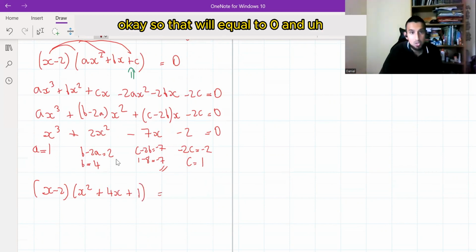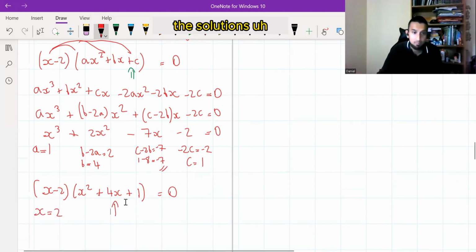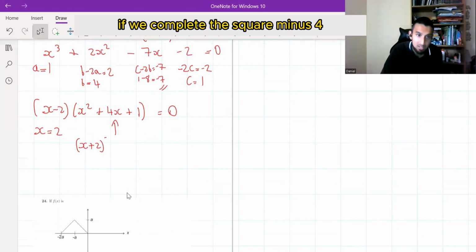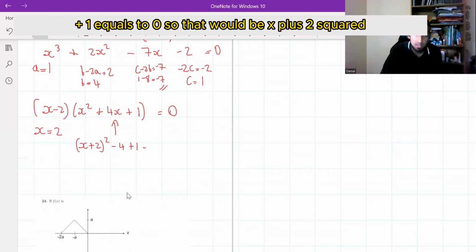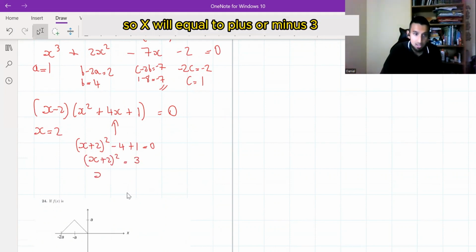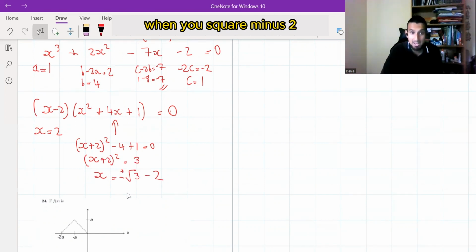So that will equal 0, and this one we can try to get the solutions. That will be x equals 2. For this one, the solutions we can get by completing the square. So that would be x plus 2 squared, if we complete the square, minus 4 plus 1 equals 0. So that would be x plus 2 squared equals 3. So x will equal plus or minus root 3 minus 2, because we have to square root both sides.